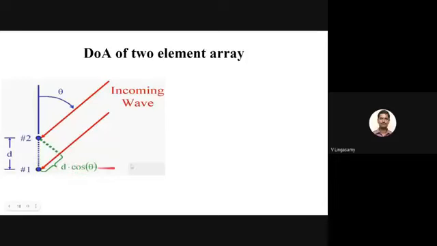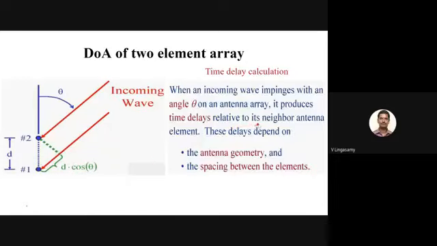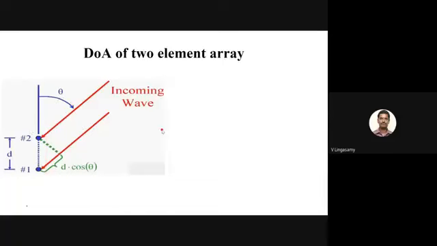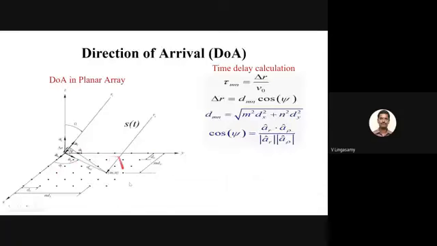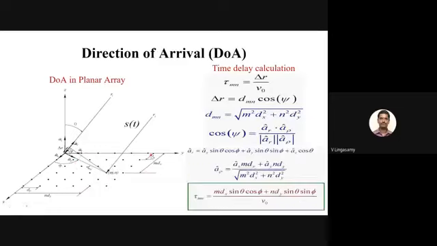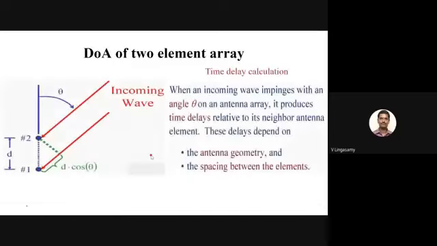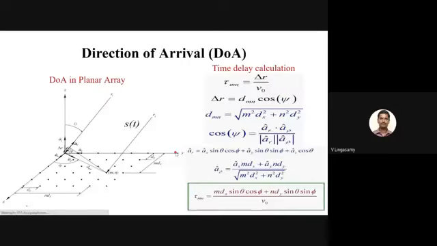So the d cos theta offset we are getting, and this delay depends upon the antenna geometry, whether it is rectangular, square, triangular, hexagonal or circular. This offset will be dictated by it. The second factor is the spacing between the elements. When d changes, del r changes from this formula, and accordingly the delay also changes.